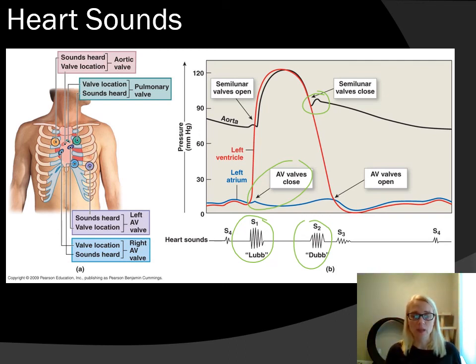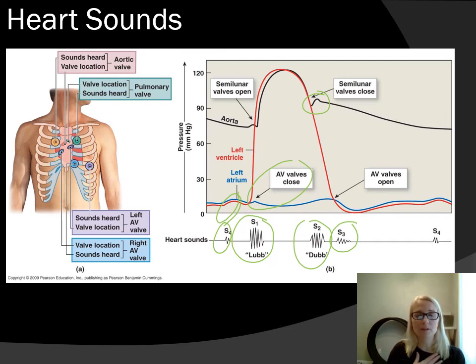That's your lub dub. The other sounds, S3 and S4, are caused by blood flowing into the ventricles. S3 is blood going into the ventricles, and S4 is atrial contraction, kind of right here. Both are quieter. You'd probably need a little more practice and experience to identify those sounds, or if something might be going wrong with the blood flowing or the contracting of the atria. We will have an opportunity to use stethoscopes, and you can listen to your own heart sounds if you haven't done so yet.